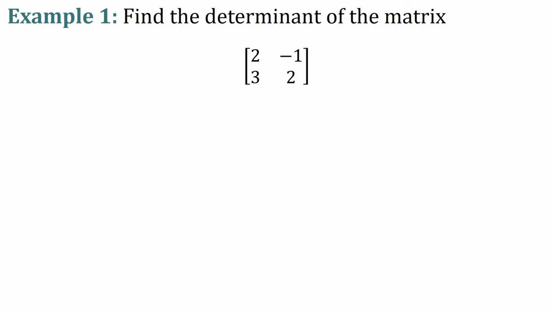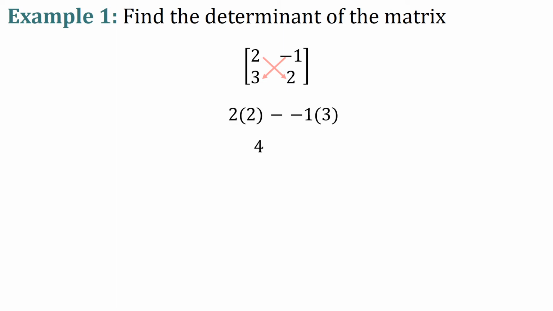So I gave you the matrix 2, -1, 3, 2, and I'm asking you to find the determinant of it. The first thing we need to do is multiply from left to right. 2 times 2. We always subtract in between the directions. And then -1 times 3.